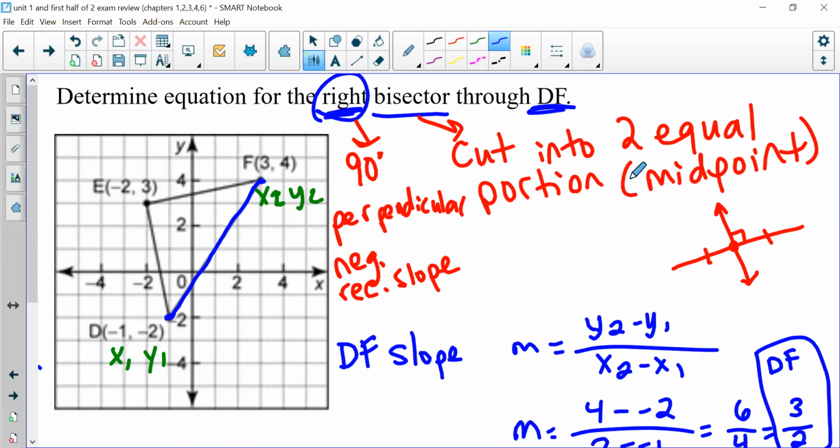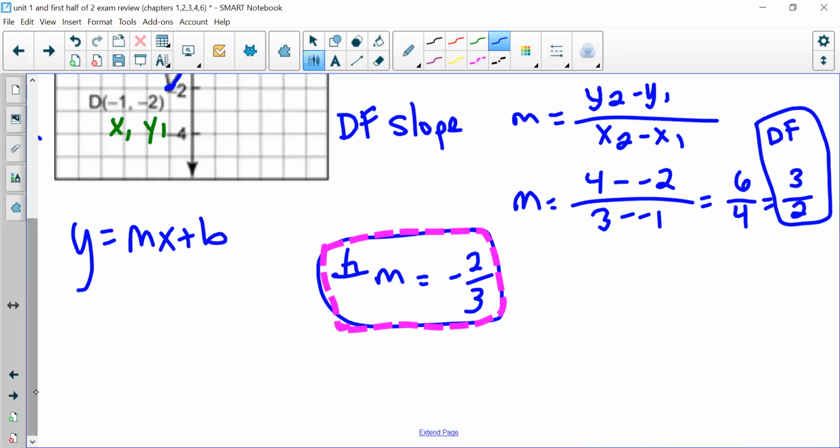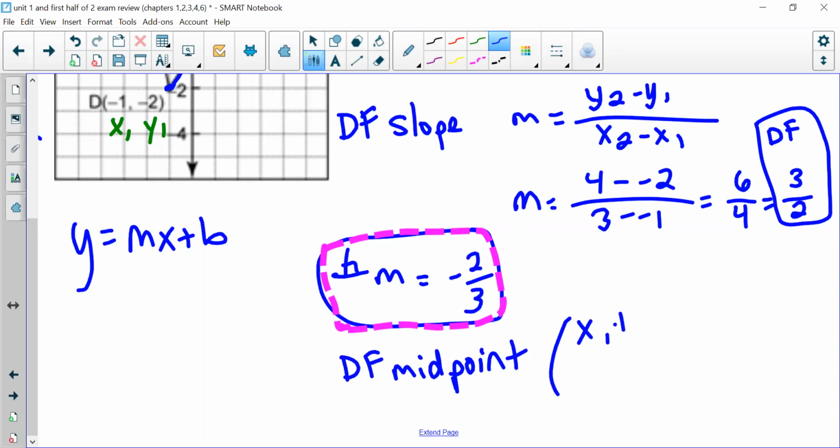I'm going to find the middle of DF. And then once I've done that, I'm going to find the b value of my y equals mx plus b. So midpoint is add the x's, divide by 2, add the y's, divide by 2. And this is on that formula sheet. So what's the middle of DF?